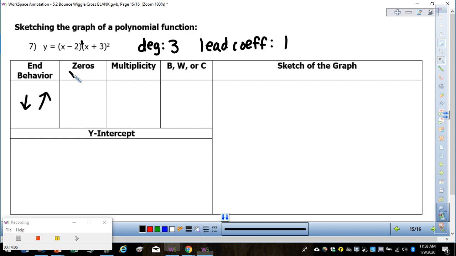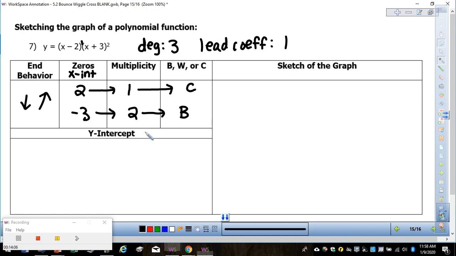Zeros, that's another word for x-intercept. So from x minus 2, we have an x-intercept of positive 2. The multiplicity is 1. That's the exponent attached to the factor. And because the multiplicity is 1, it's going to cross. The other x-intercept, the other 0, is negative 3. It has a multiplicity of 2, and so it's going to bounce.